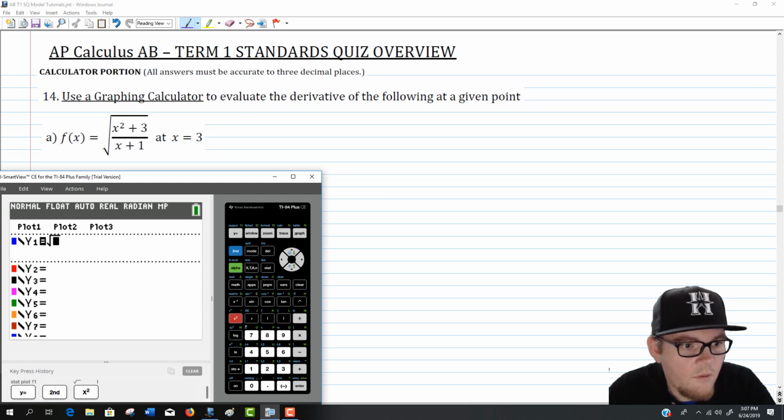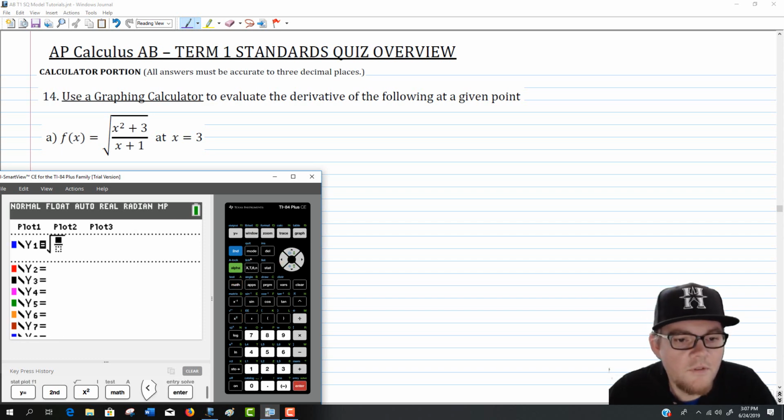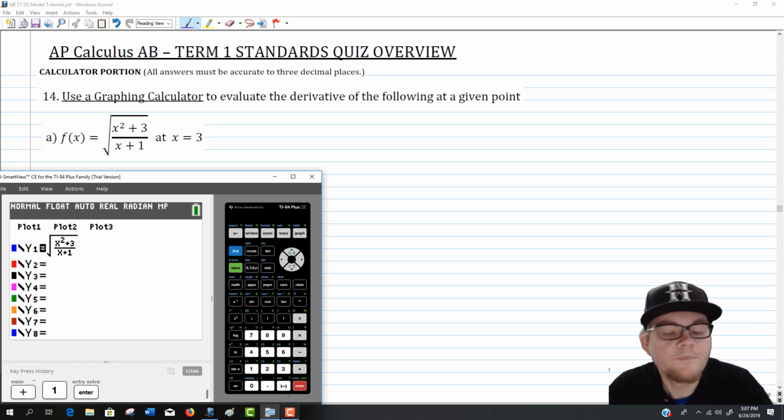So first I'm going to put in the square root. As I showed you on one of the last videos, you can actually put in fractions really nicely by going to Math, and then going to the fraction button and pressing n over d. So for simplicity, I'm going to do that here. Otherwise, I just have to use some parentheses. We'll have x squared plus 3 as the numerator inside the radicand, and x plus 1 in the denominator.